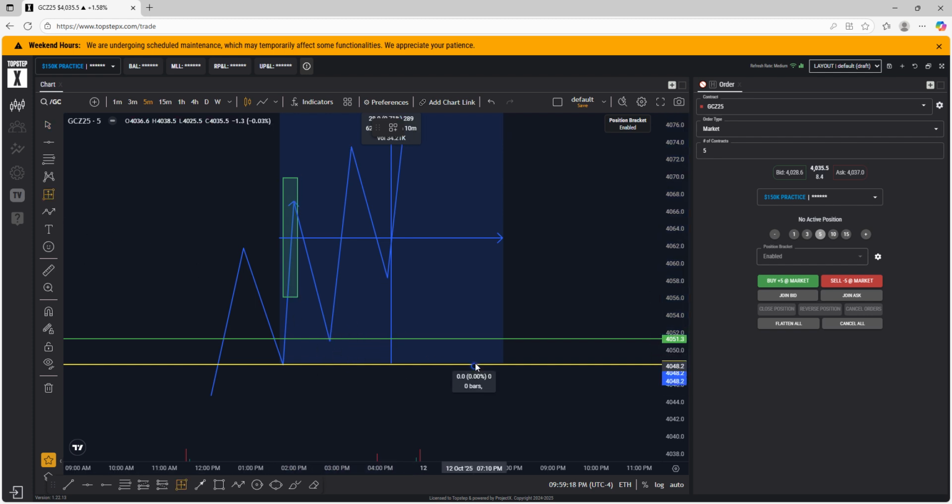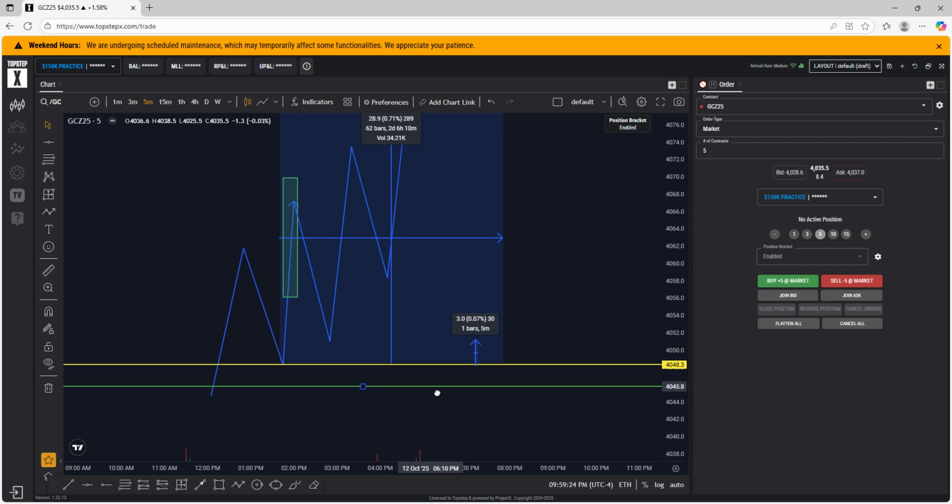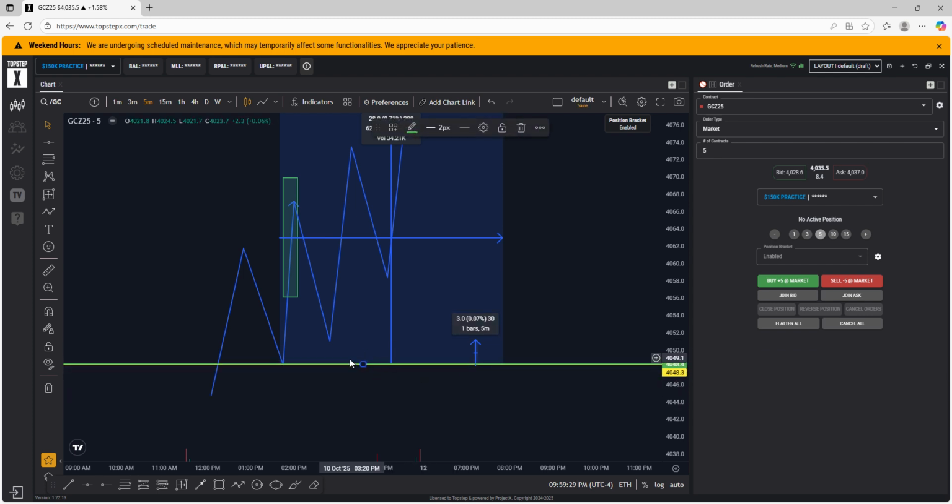You'll exit the trade with $300 in profit if this was your stop loss and you moved it up. You could also move your stop loss to where you entered the market. That way the trade becomes risk-free. So you could only gain money, but you wouldn't lose anything.